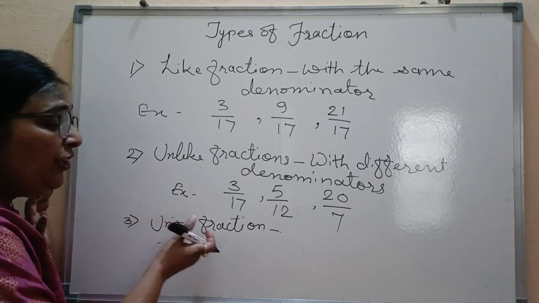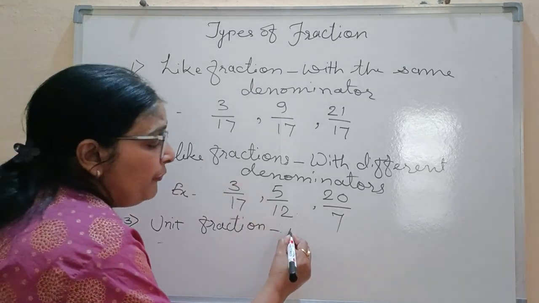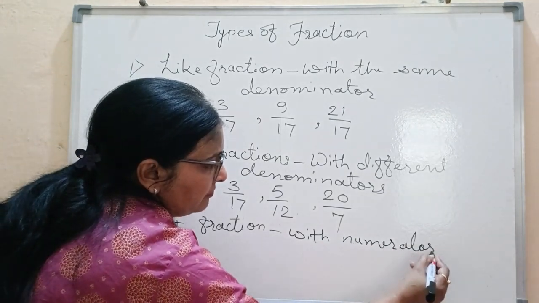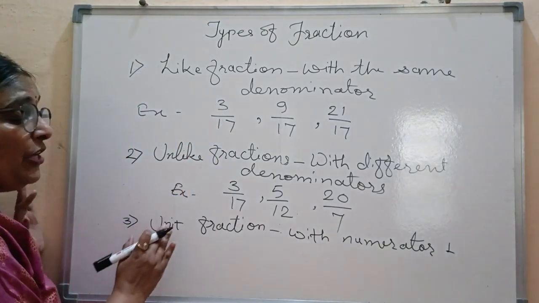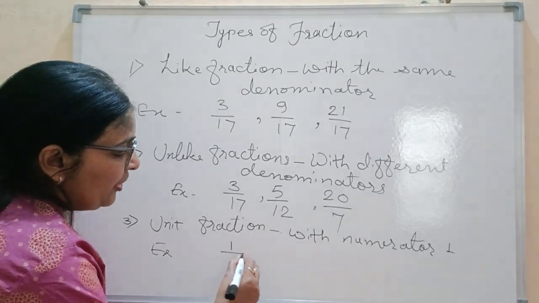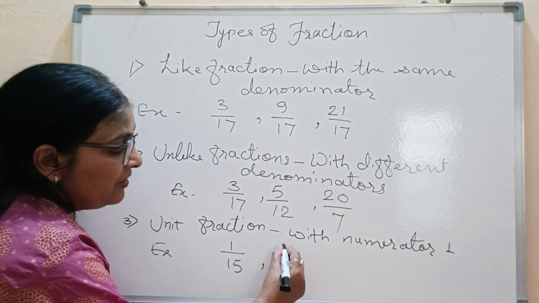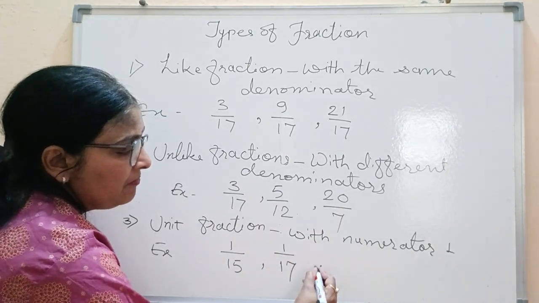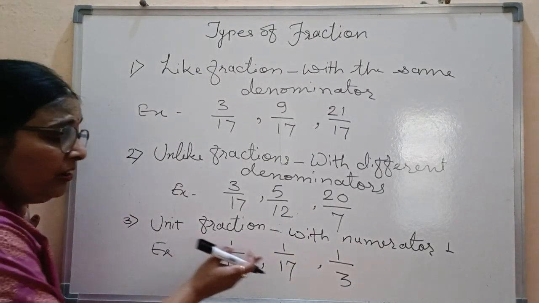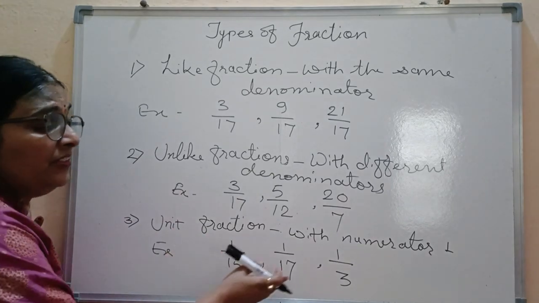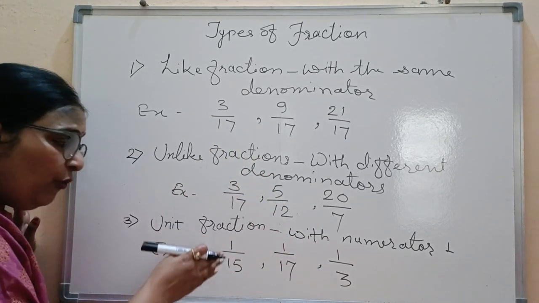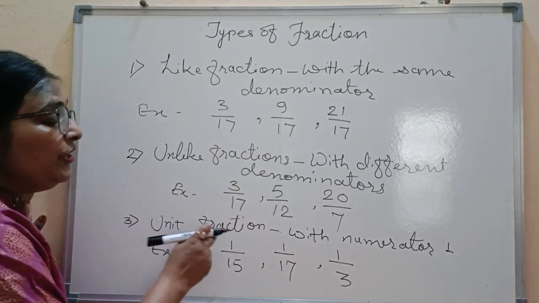Now next is the unit fraction. Fractions with numerator 1 are called unit fractions. For example, 1 by 15, 1 by 17, 1 by 3. You can see in all these fractions the denominators are different, but the numerator is 1. Therefore, these fractions are called unit fractions.